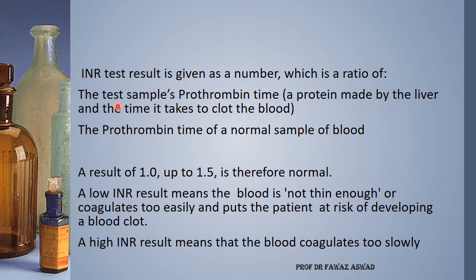The prothrombin time of a normal sample of the blood, its result of one and a half is considered to be normal, while when the level of the INR is decreased, or low INR, it means the blood is not thin enough or coagulates too easily, and the patient may have a risk to develop a blood clot. While with a high INR, this may give us an indication that the blood coagulates too slowly. And then the level of the coagulation of the blood is going to be affected by the INR.